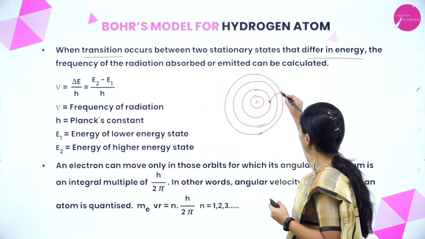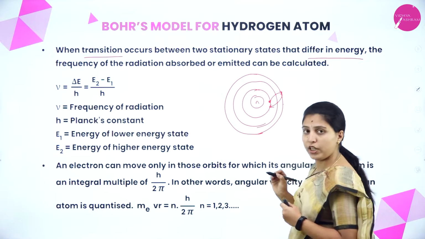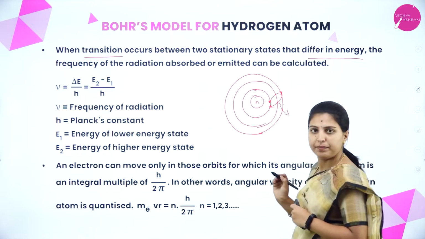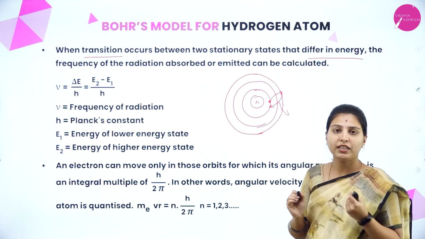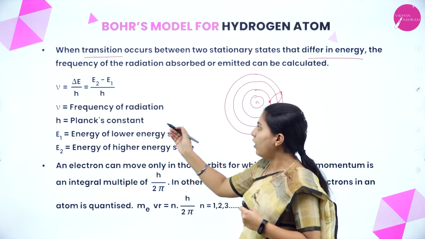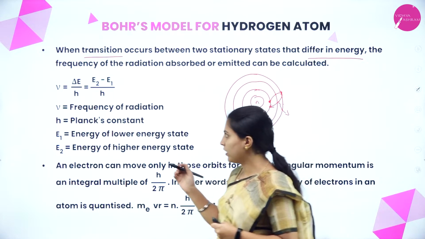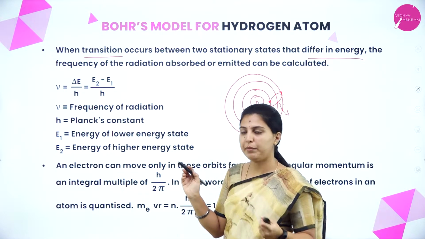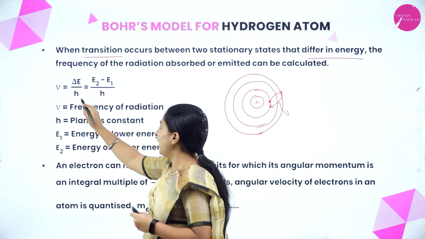So, it will move back to its original state. While moving back, it will emit some radiations. Those radiations will have a frequency, right? So, how the frequency is calculated, we are seeing now. This is the frequency of radiation that has been emitted. So, delta E by h.